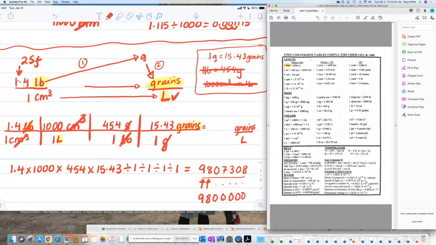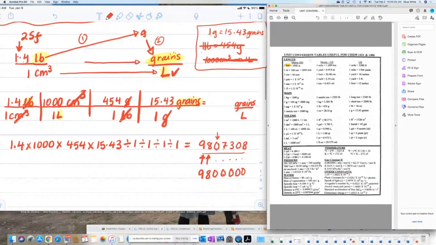If the third number was 5 or bigger, I would round it up, but it's not. So all the remaining numbers get replaced with 0. I can write my number like this, or I can change it to scientific notation.